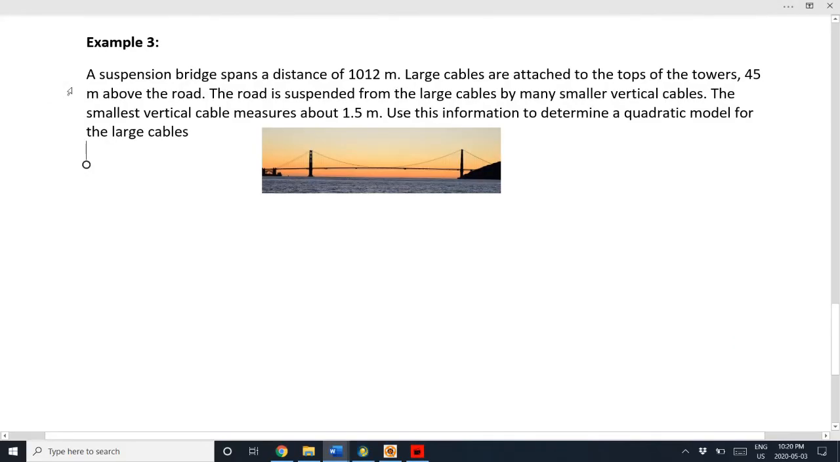Example 3. A suspension bridge spans a distance of 1,012 meters. Large cables are attached to the tops of the towers, 45 meters above the road. The road is suspended from large cables by many smaller vertical cables. The smallest vertical cables measure about 1.5 meters. Use this information to determine a quadratic model for the large cables.